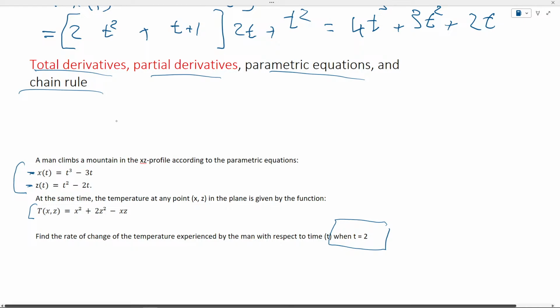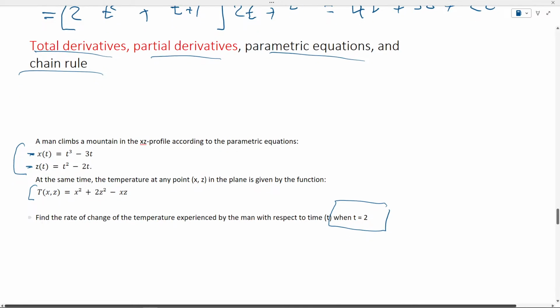So at time 2, what is the temperature that this man is experiencing? Generally it's asking you to find the rate of change of temperature with respect to time. So it's asking you to find dT, the temperature, with respect to dt, time, and then use this to find the rate of change at t equal to 2. So basically, how can I do this?